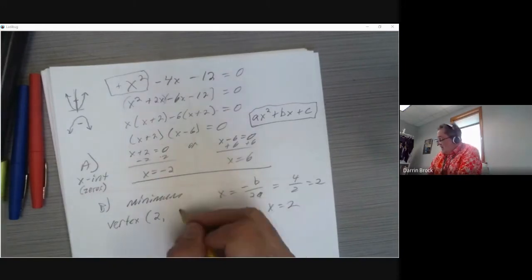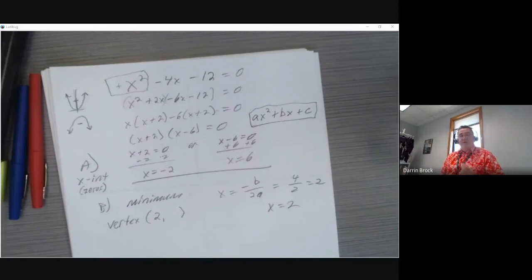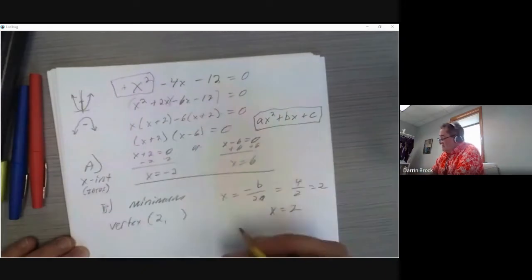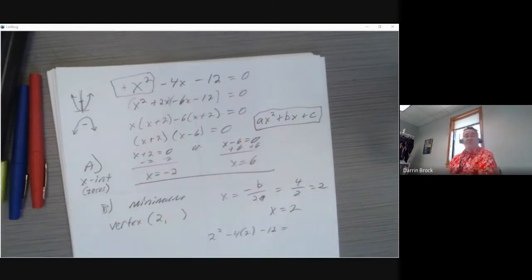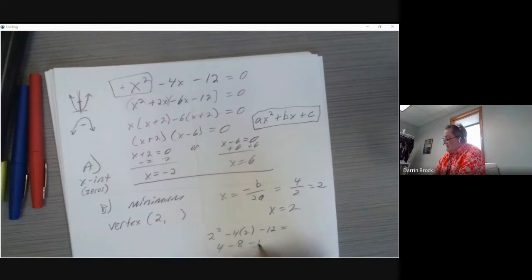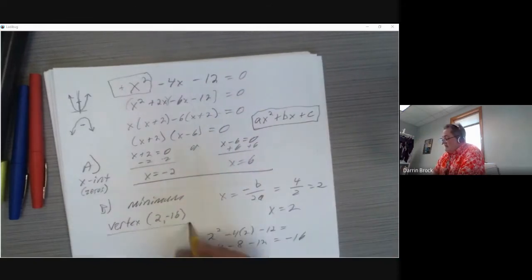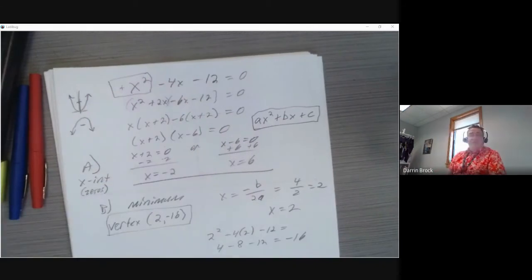But we need the y. A vertex is a point. It's an x, y coordinate. We need a point. Well, if the x is 2, let's just put 2 into our equation. 2 squared minus 4 times 2 minus 12. What's that equal? We know the x is supposed to be 2. 2 squared is 4. Negative 4 times 2 is negative 8 minus 12. 4 minus 8 is negative 4 minus 12 more, negative 16. So our vertex is going to be at 2, negative 16. That's the point. That's the lowest point of our parabola.